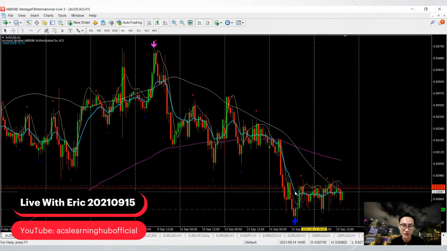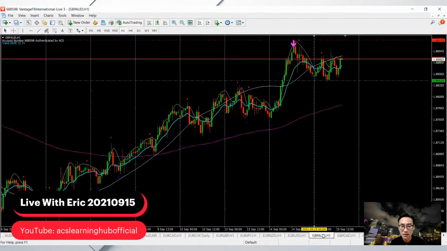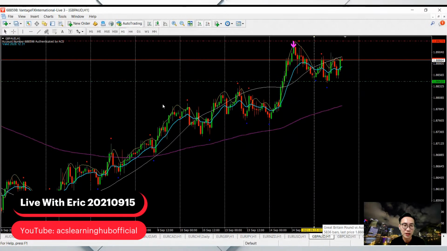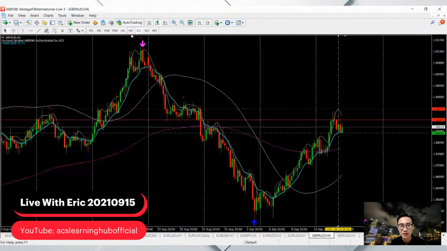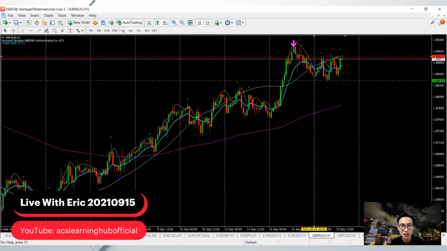Let's talk about the resistance level now. Let's use Pound Aussie as a reference. We have a resistance level here. CK Mock was saying that there's a Pound Aussie, so let's take a look.